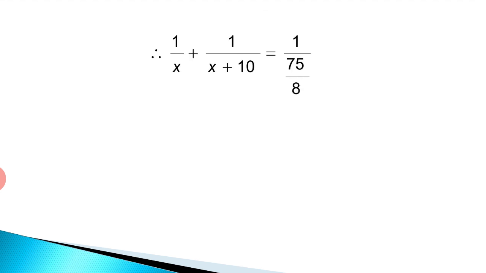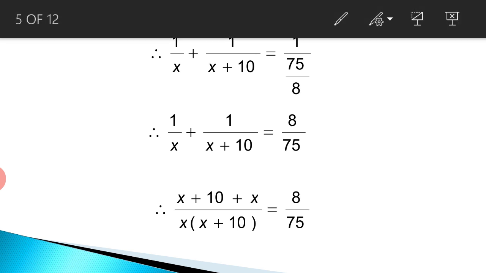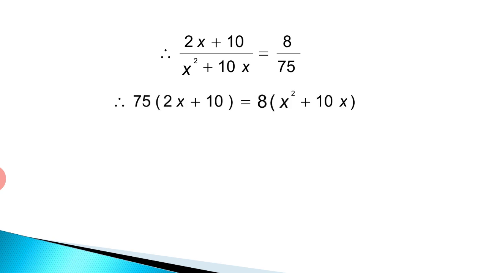So 1 upon x plus 1 upon x plus 10 is equal to, I have converted into mixed fraction, that is 75 upon 8. And this will be 1 upon x plus 1 upon x plus 10 is equal to the reciprocal of 75 by 8, that is 8 by 75. Now you can simplify. Here again we go with this type of multiplication. So x plus 10 plus x upon x into x plus 10 is equal to 8 upon 75. Then 2x plus 10 upon x square plus 10x is equal to 8 upon 75, cross multiplication.